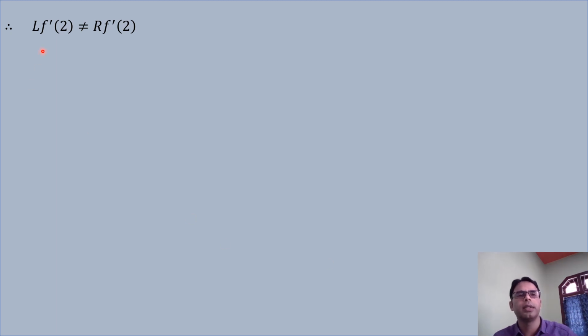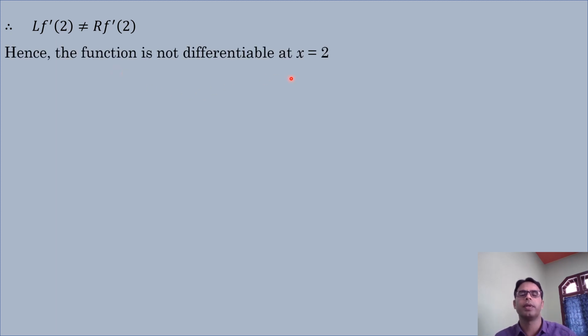we see that the left hand derivative is not equal to the right hand derivative at x equal to 2, and hence this function is not differentiable at x equal to 1. So hence the function is not differentiable at x equal to 2, not 1, sorry. So this completes the solution of the problem.